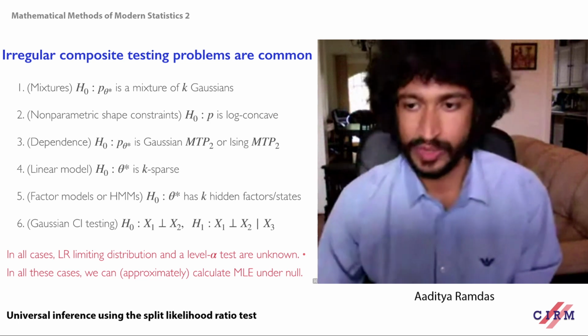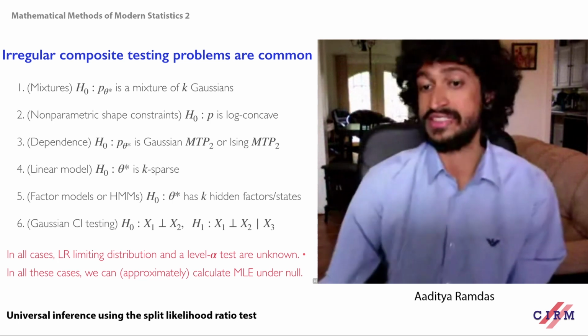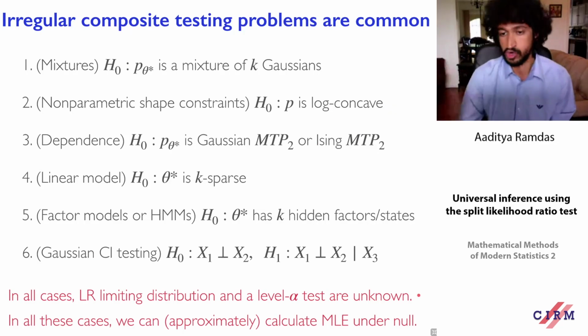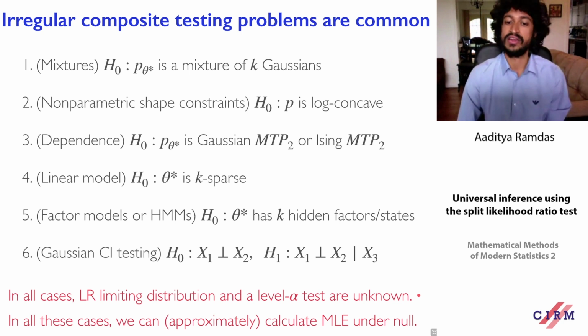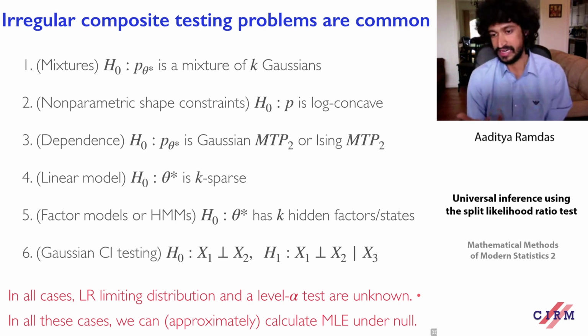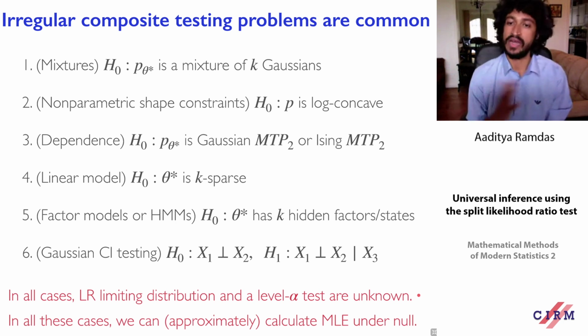And all of these are situations in which it's actually not easy to apply the likelihood ratio test. We don't know of a level alpha test so far. But one thing to notice in common, and that we will exploit, is that in all of these we can, approximately at least, calculate the MLE under the null.